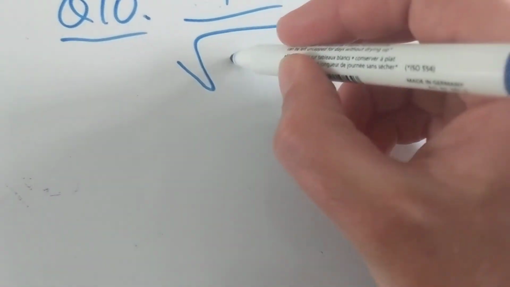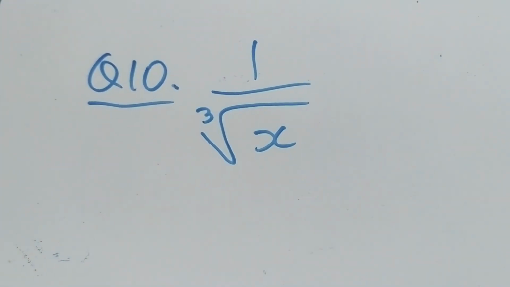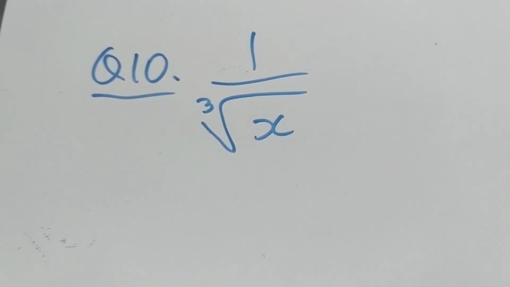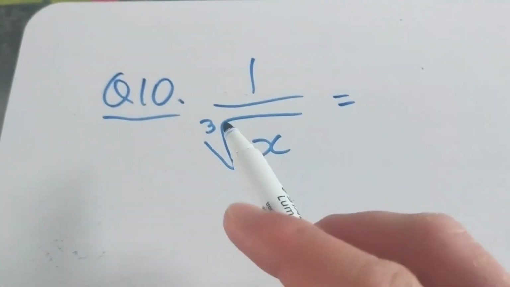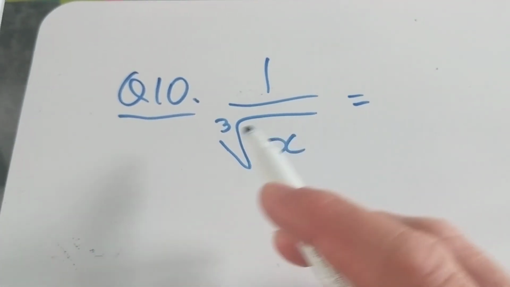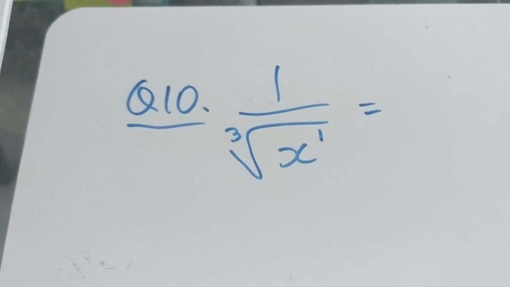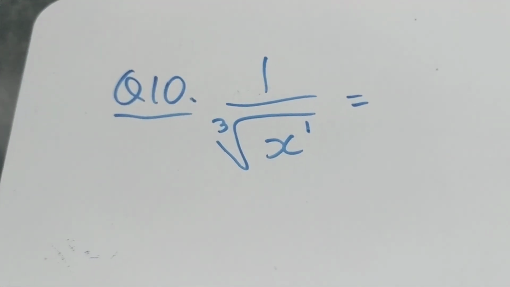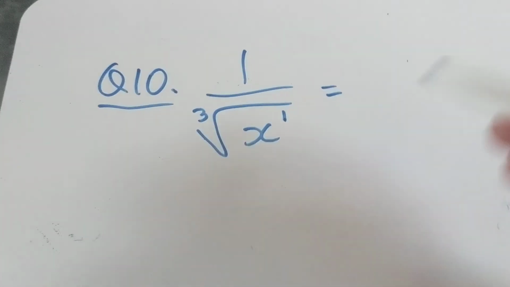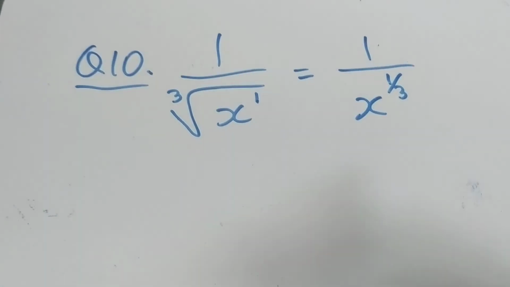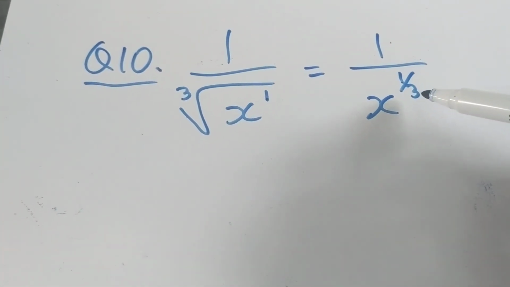Okay, last question. Question 10. Question 10, it had 1 over the cube root of x, and it asks you to write it in the form x to the power of something. So basically you've got to remember, if you've got the square root, or the cube root, the power of the x would be there. If there's no number beside the power of the x, it means it's just 1. And the root's the third root. So that's really 1 over x to the power of 1 over 3, because it's powered to 1 and it's rooted to 3.